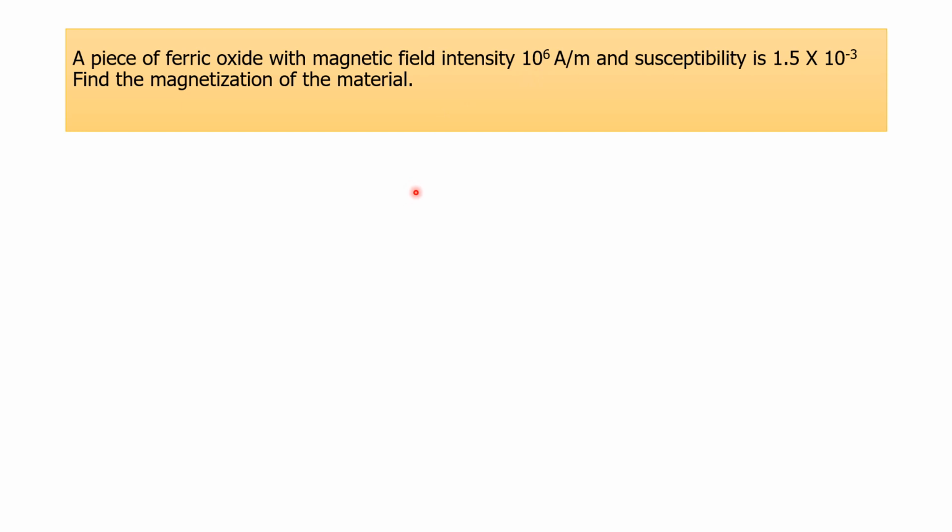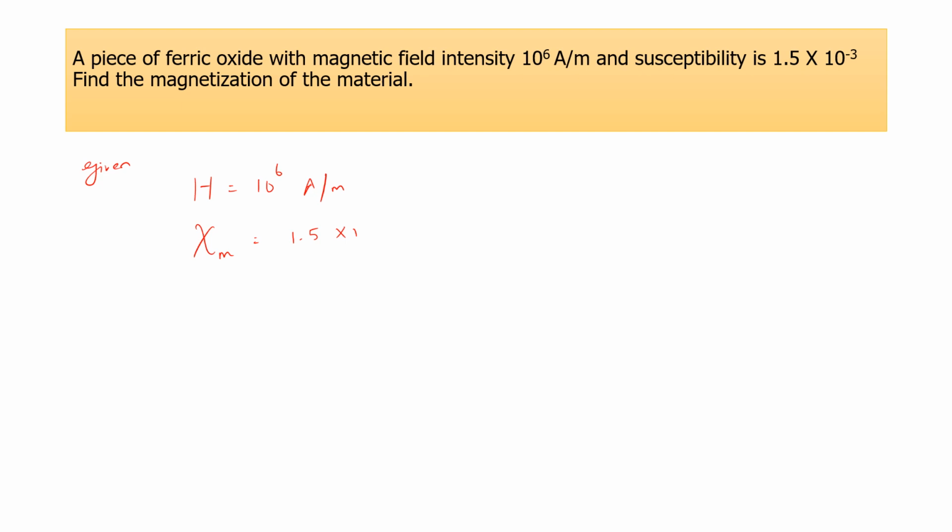Then apply it in the suitable formula, calculate it, find the answer. So that is the common procedure. Now for this problem, what is given is magnetic field intensity. So what is the notation we normally take? We take it as H. Okay, so given H is equal to 10 power 6 ampere per meter, then susceptibility is chi or chi-m.